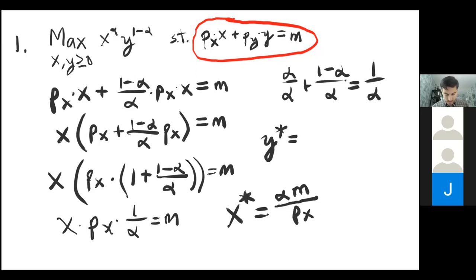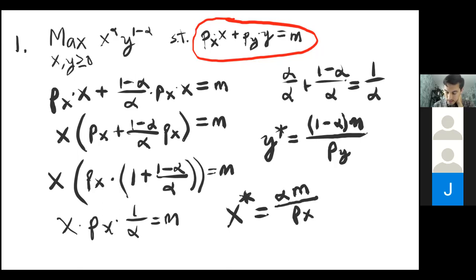You should use one of these equations, which I got rid of, but I can tell you right now, the answer is going to be (1 minus alpha) m over py. How do you get that? Plug it back into this red equation that I've circled. Plug it back in. You'd get px times x equals alpha m. Subtract both sides by alpha m.